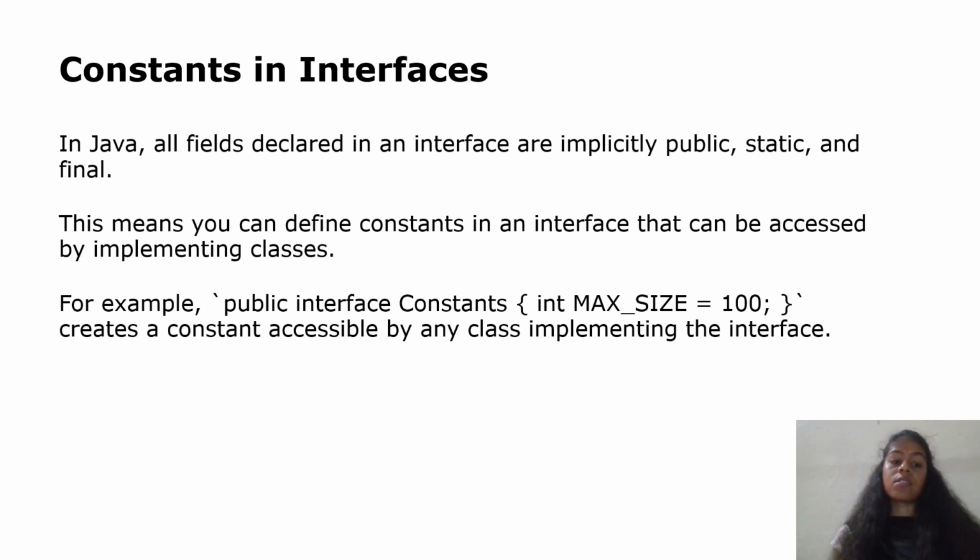Constants in interface. In Java, all fields declared in an interface are implicitly public, static, and final. This means you can define constants in an interface that can be accessed by implementing classes. For example, public interface Constants { int MAX_SIZE = 100; } creates a constant accessible by any class implementing the interface.